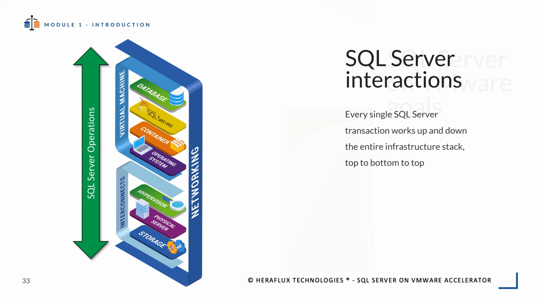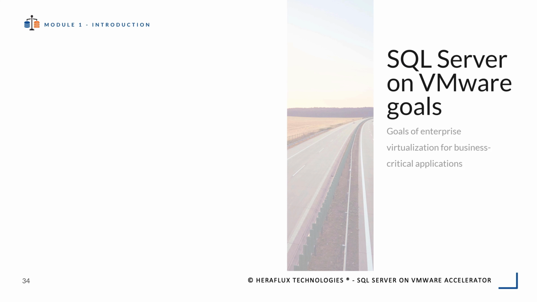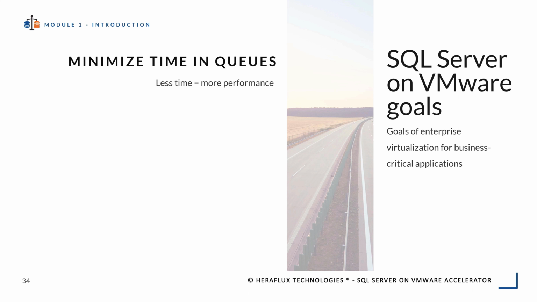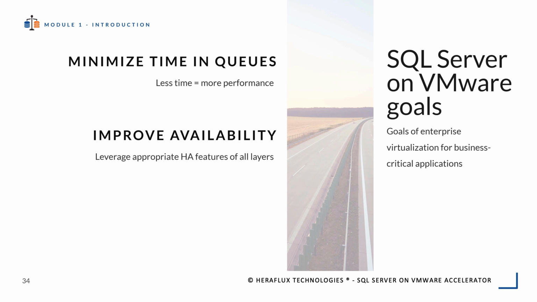Because you're running SQL Server on VMware, we have some specific goals so that you can help monitor and maintain the performance of your critical servers. Our primary goal is to minimize the time spent in the hypervisor's resource scheduling queues. Any time saved from being spent in those queues means we get closer to bare metal performance. We also want to improve our availability, so we can start leveraging high availability features built into the virtual platform to either complement, or in some cases replace, our SQL Server high availability architecture.